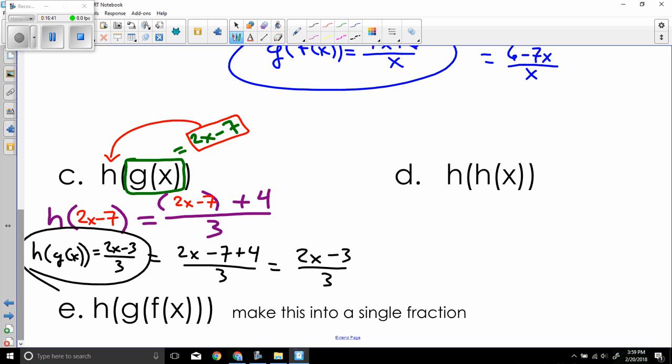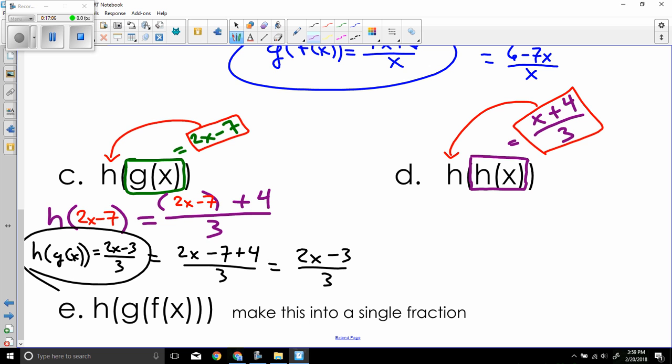Again, feel free right now to pause the video and try this next one out. Here I have a composition of a function with itself. I've got h of x. I already know what that is. That was x plus 4 all over 3. It wants me to take that x plus 4 over 3 and plug it into itself. Well, let's think about how this would go. That's h of x plus 4 divided by 3.